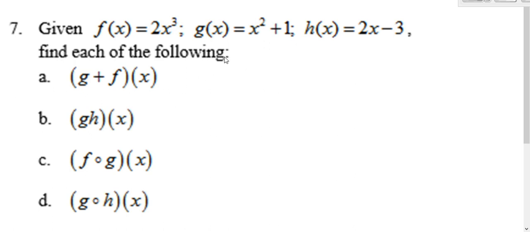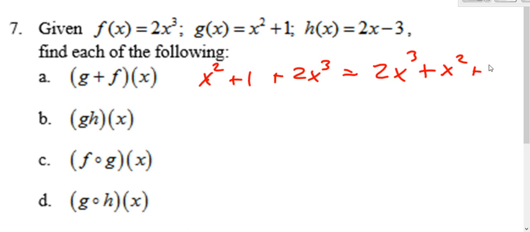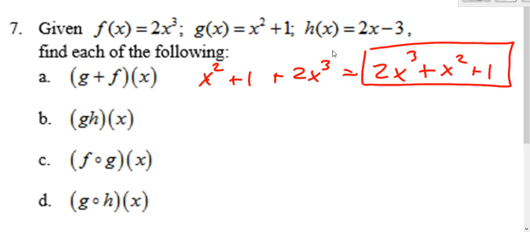So g is x squared plus 1. And then we're adding f onto that, which is 2x cubed. That really just means you're combining like terms. There aren't any like terms, so let's just rewrite it in order. 2x cubed plus x squared plus 1. Done.